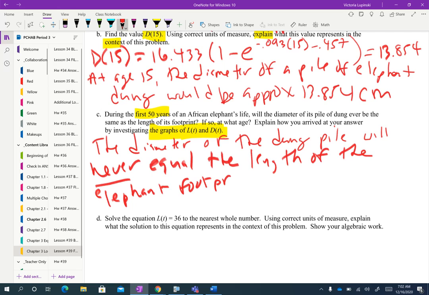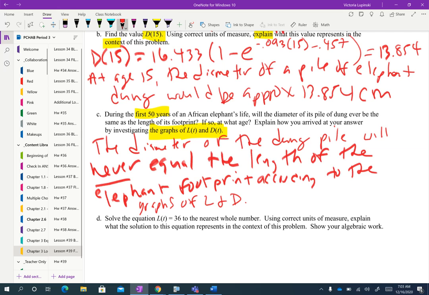And again, you don't have to say it in the exact words that I'm using as long as you're getting the general idea. So point number 1 would be to make sure you explain that they're never going to be equal. And then you should say, so we'll never equal the length of the elephant footprint. And then how do you know that? So I would say, according to the graphs of L and D. So I looked at the two functions. That's how I decided they're never going to be equal.